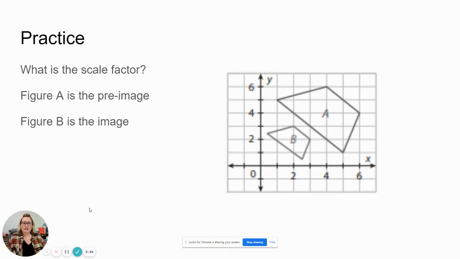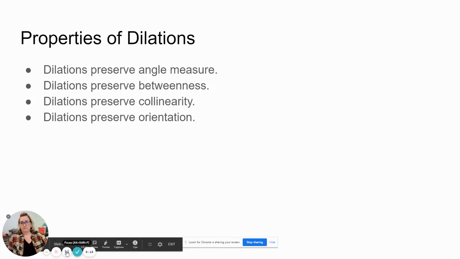Okay, here's another one to practice. This one is going from A, the bigger one, to the smaller one. Okay, again, find points. Like I would probably pick this point right here or this point right here because they cross evenly. Don't pick a point like this because you're just guessing on what it would be. So see if you can find the scale factor for this one.